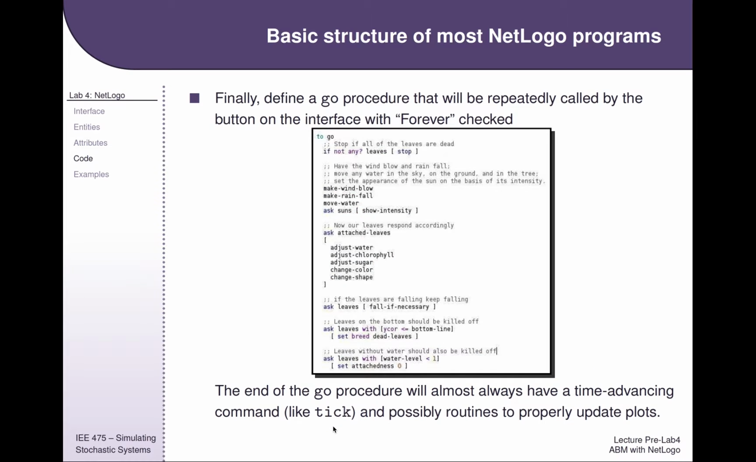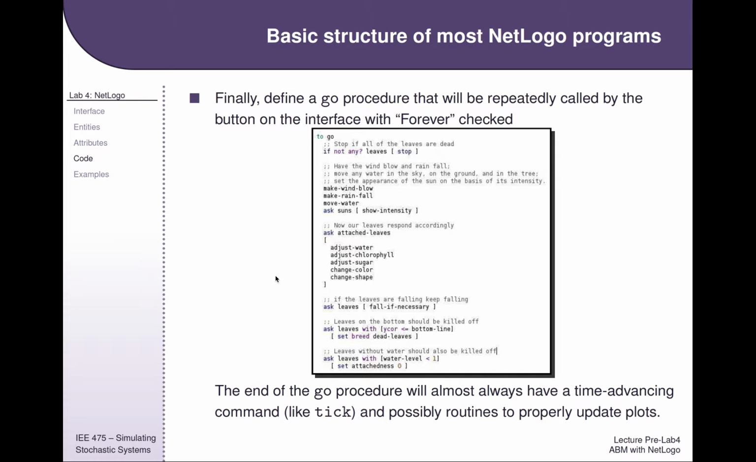Then after you set up, you see the go routine, and the go routine is the thing that ends up getting run either when you click on a button, like you could create a button called go once that calls go, or if you've created a button called go that has forever checked, it'll run this over and over again. And it's got all of the routines that you want to run to make the simulation go. So if you run go, it's like thinking about a very, very small unit of time passing, moving the world along.